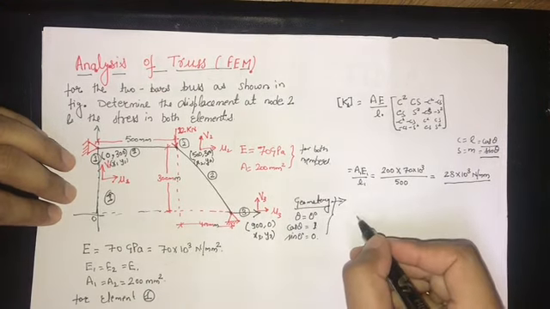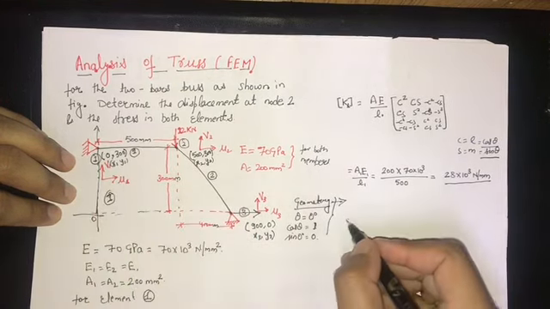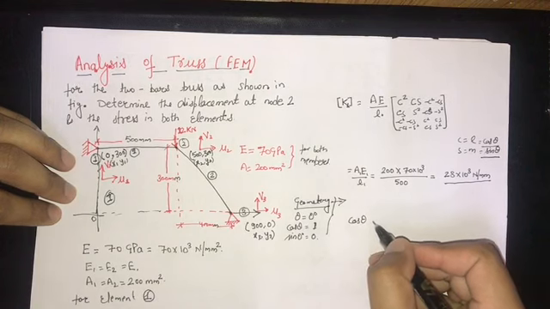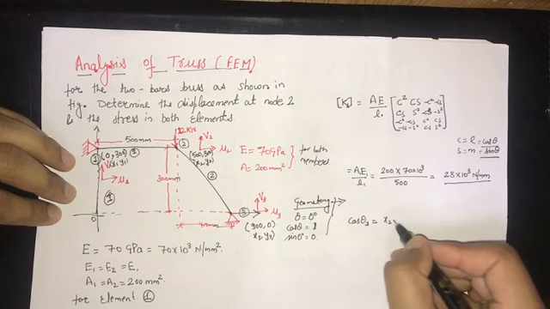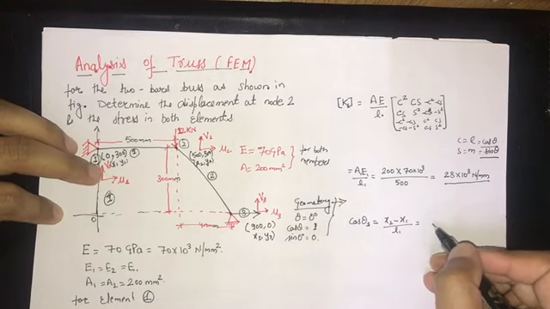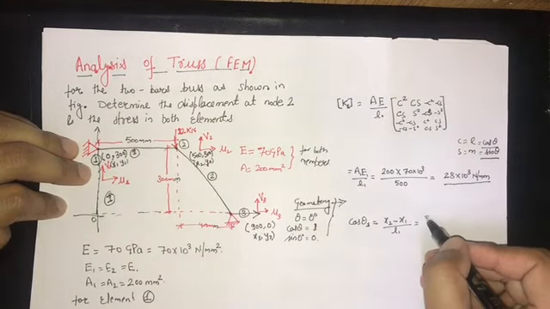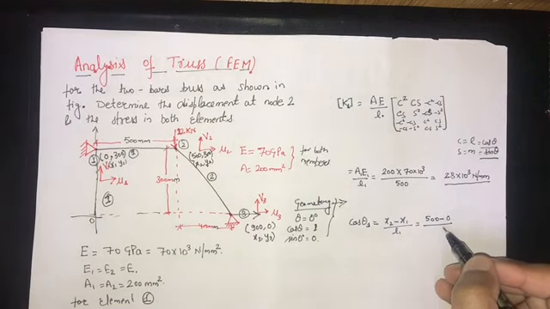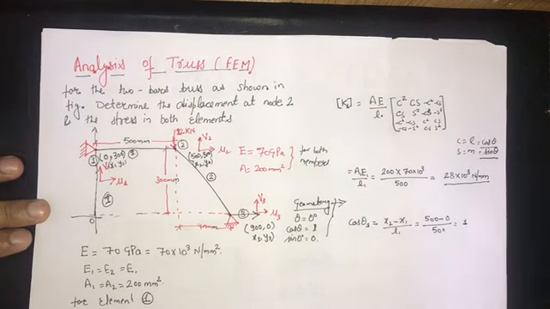Now for element 1, only discussing element 1. If you want to calculate cos theta 1 for element 1, there is an equation: x2 minus x1 upon L1. Here x2 is 500, minus x1, this is 0, upon L1. L1 is 500. So we get the value 1.